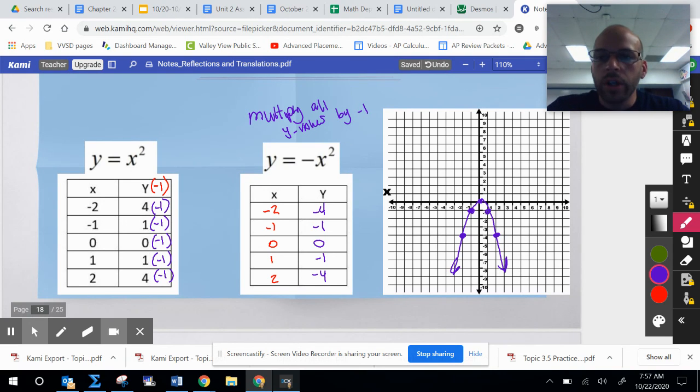Okay, so we're going to do some further problems in class, but whenever you have that, we always want to multiply the y values by a negative. Okay, all right, hope this helped.